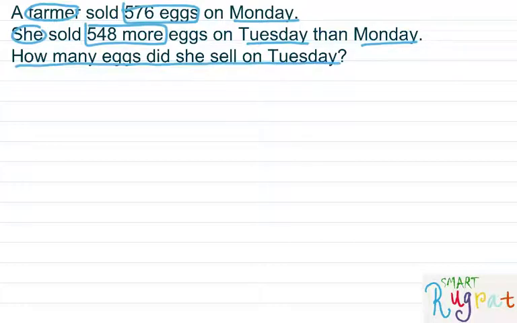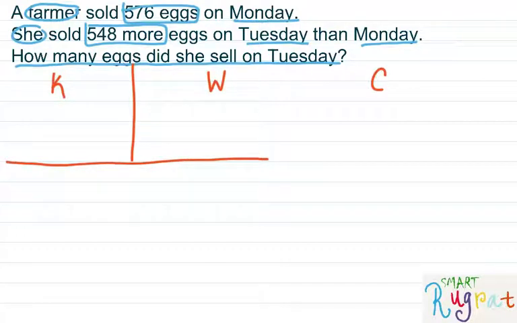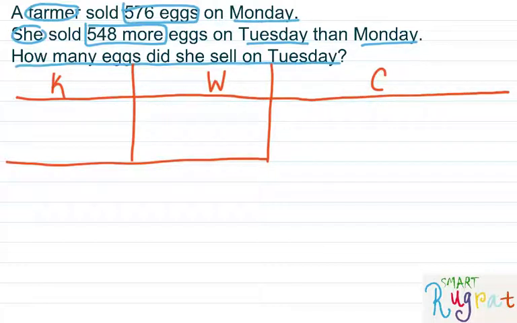Now it's time to set up our KWC chart. The K stands for what you know about the problem. The W is what you want to know. And the C is the computation, which is a fancy way of just saying math. We're going to put little boxes under K and W. And then C has the most space because that's where we're going to do all of our math. So now let's go over here.